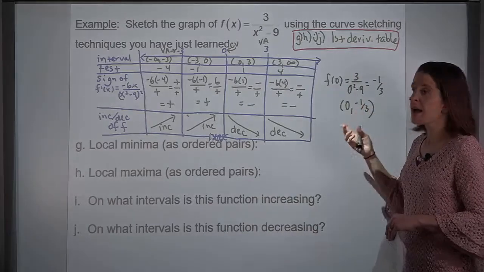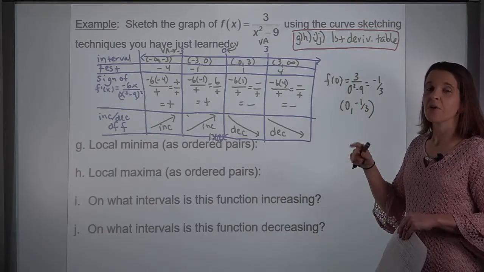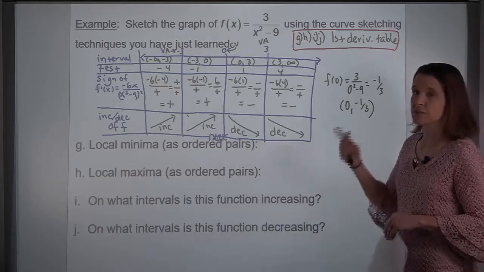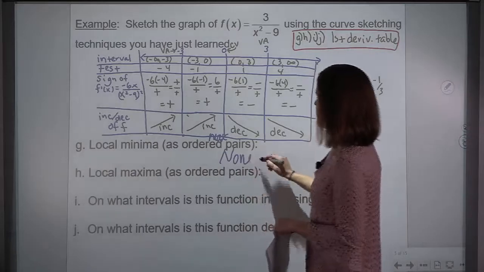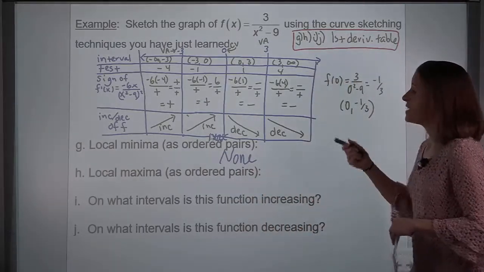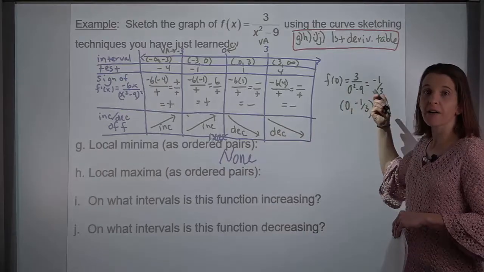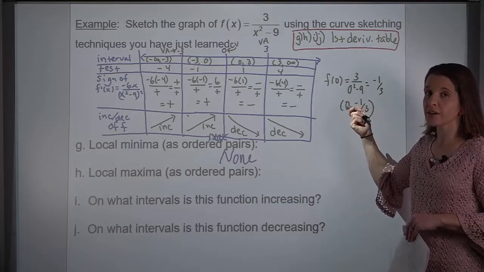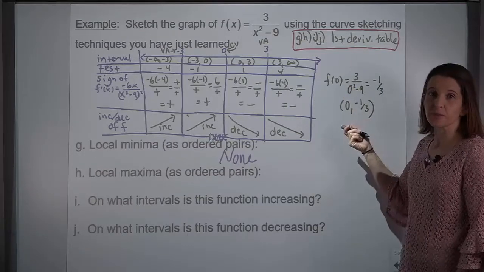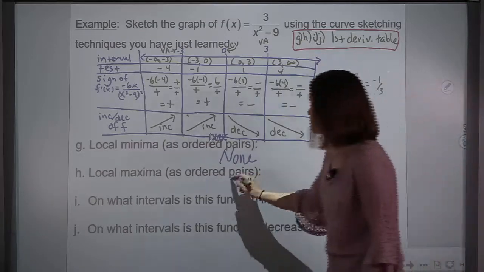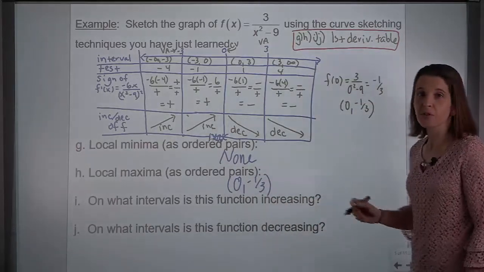And then, I don't see any mins, right? I don't have any places in the domain of the function where we change from decreasing to increasing. So again, don't leave it blank. Say that there are none. So there's no mins. And then if there is a max, that's when we'll take the time to plug our x value into the original function to find the y. So we plug into the original to find the y, and we get the ordered pair (0, -1/3). So that is our local max.